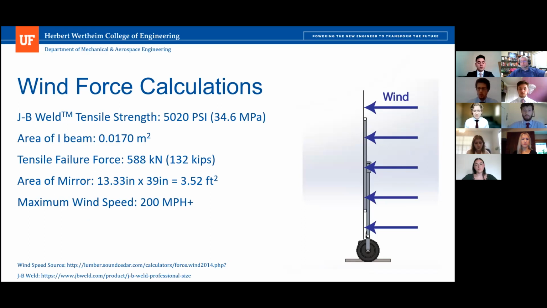Another one of our concerns in relation to wind force is the maximum wind force that would be required to remove the reflective surface from the support beam that it's adhered to. So the adhesive that we used is JB Weld, and we chose JB Weld because of its very high tensile strength of 34.6 megapascals. So calculating the wind force, the maximum wind that would be required to overcome this tensile force of the JB Weld would be excessively high. It would be over 200 miles per hour. So we determined that the wind force in this case would not be the limiting factor for the maximum that could be withstood by our assembly.